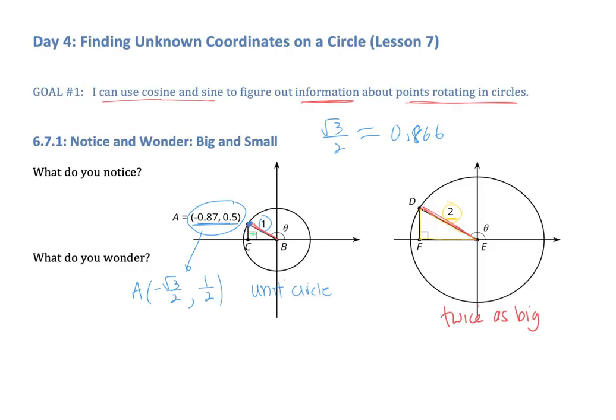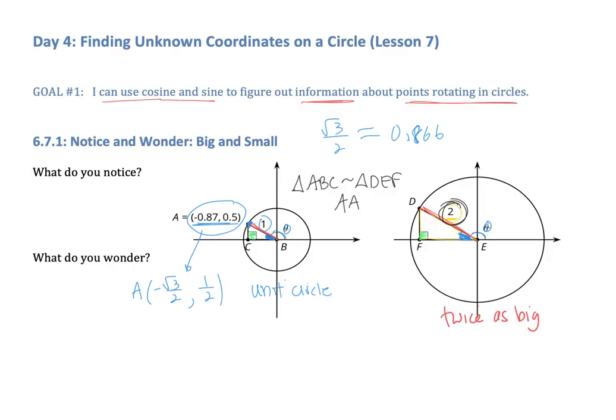Hopefully you also notice that this is a right angle here, this is a right angle here, and that this angle measure theta is the same as this angle measure theta, which means this blue angle here and this blue angle here must be equal to each other. And if we have two angles congruent to each other, then that means that triangle ABC is similar to triangle DEF. That's true because of AA, and triangle DEF has a radius length or a hypotenuse of 2, which means it is twice as big.